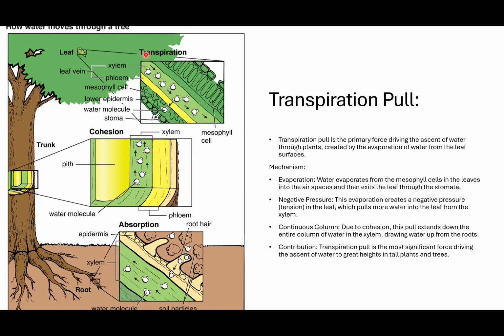To create a more positive pressure, right? So as water leaves the leaves, we're going to have water being pushed in to replace it. So we're going to have a continuous column, due to cohesion and adhesion, that drags water through the xylem up towards the leaves from the roots, right? So it is the most significant force for driving the ascent of water to great heights.